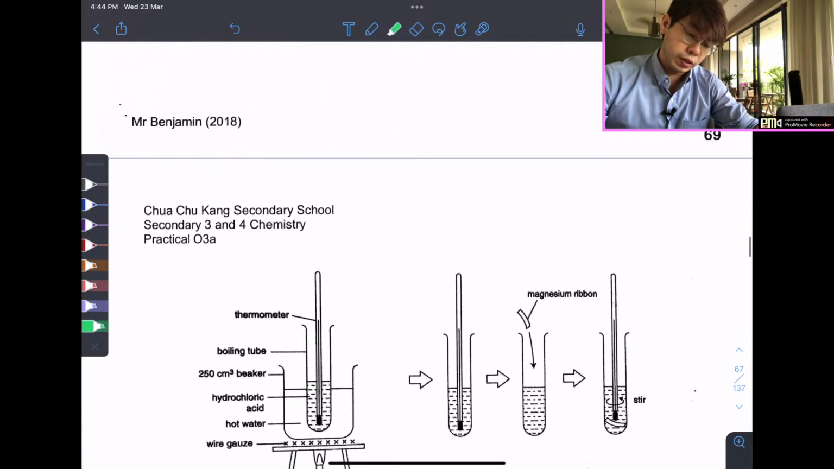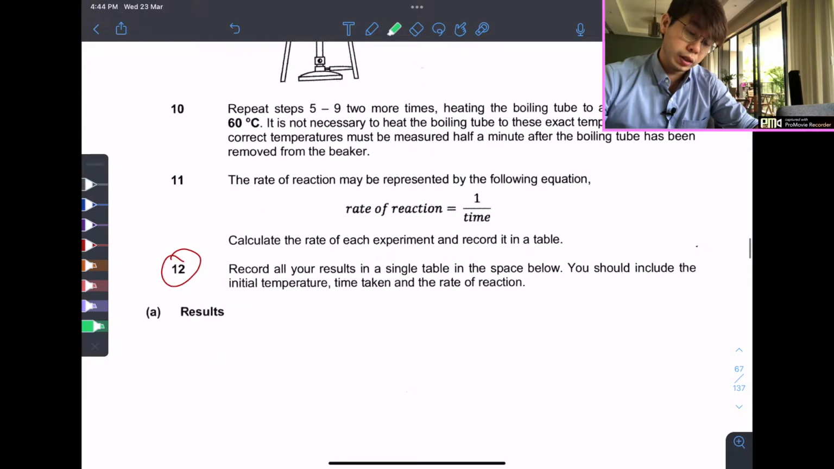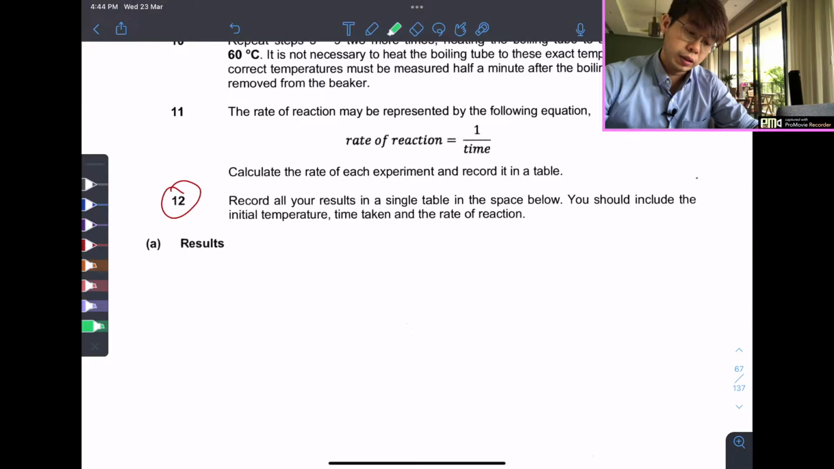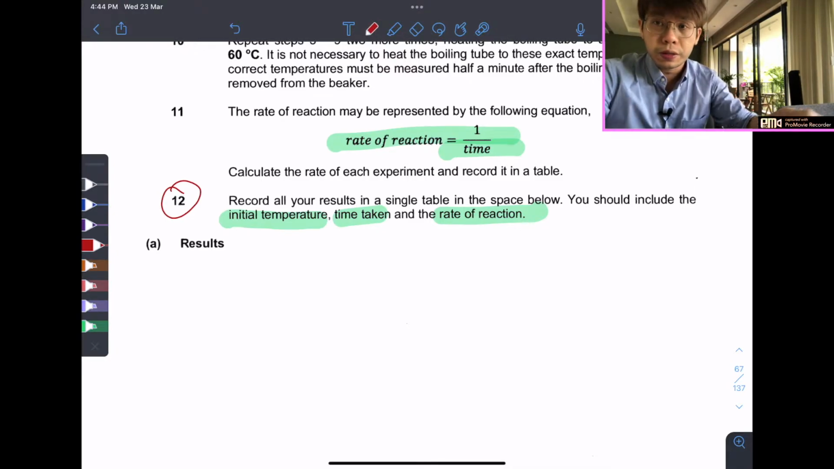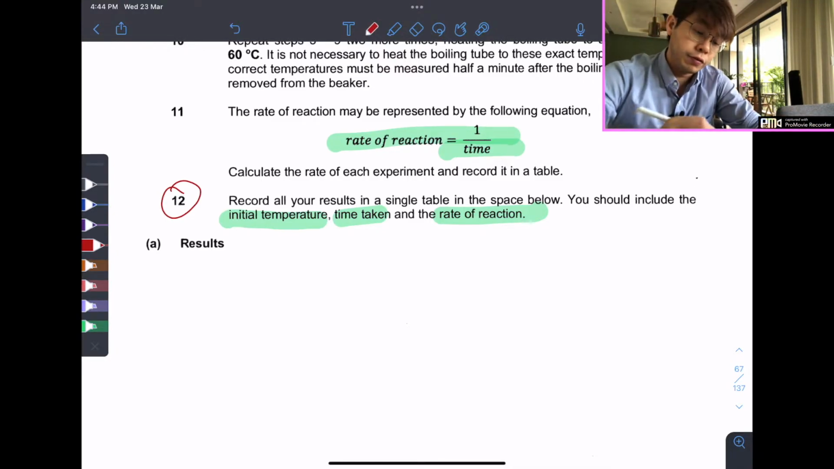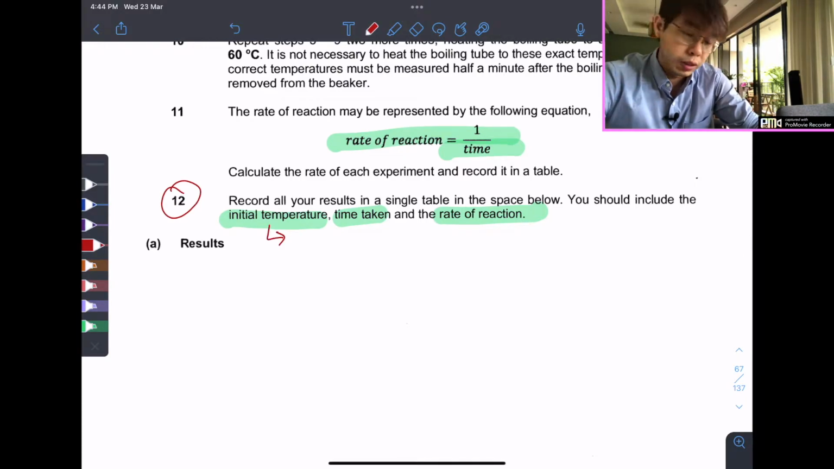Okay, so over here, they ask you to repeat this at several temperatures, and they ask you to calculate the rate of reaction, and they ask you to do the table that has initial temperature, time taken, and rate of reaction. So your table should have these fields, right? So please make sure you have. Please take note that there are a few common mistakes among all of you.